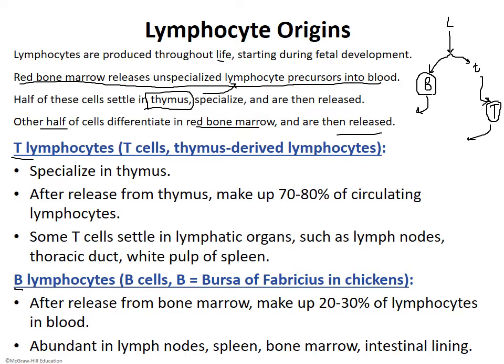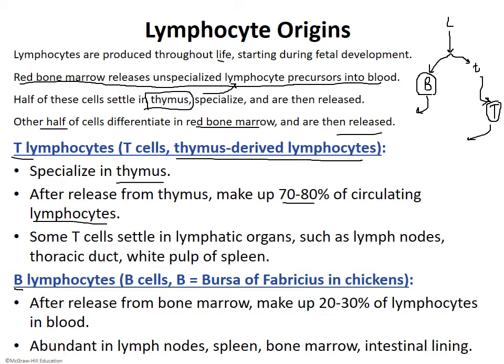Now, T cells, which the name means thymus-derived lymphocytes, they specialize in the thymus, which we've been saying. After release, they make up the majority of the lymphocytes. B cells are kind of special, but up to 4/5 of lymphocytes are going to be a T cell.